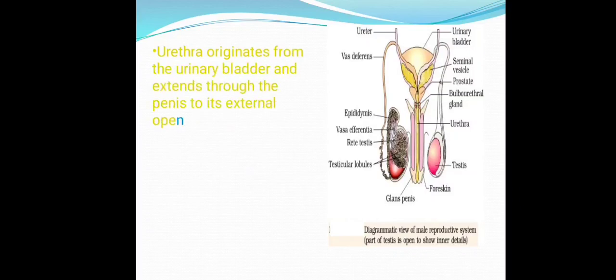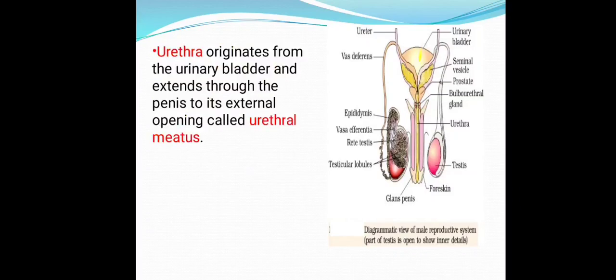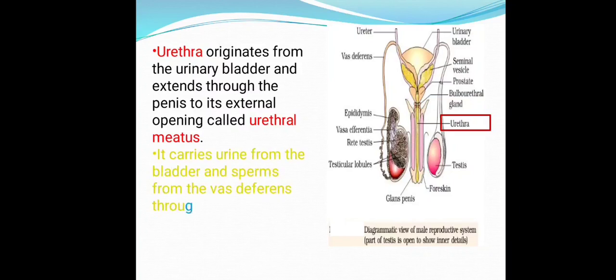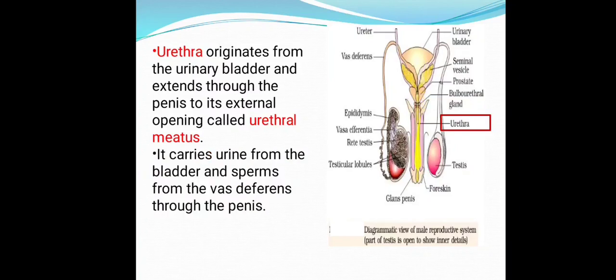The urethra originates from the bladder. You can see this is the bladder, and the origin of the urethra from the bladder is here. The urethra extends through the penis to its external opening, called the urethral meatus. This is the urethral meatus. It carries urine from the bladder and sperm from the vas deferens through the penis.